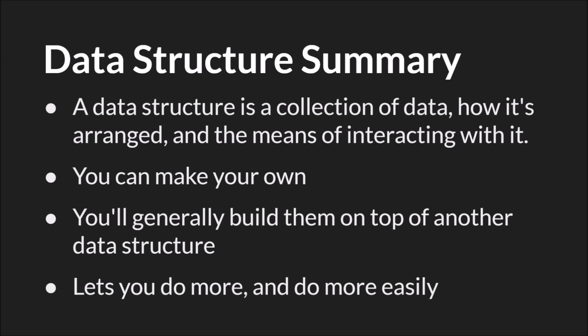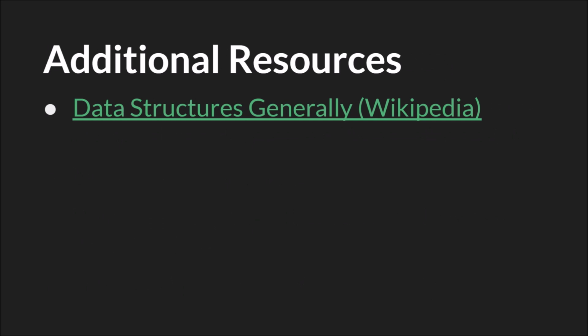So in summary, a data structure, as we have said ad nauseam, is a collection of data and how it's arranged, and most importantly, how you interact with it. And you can make your own, which you will generally build on top of another data structure, such as a list in this case. And this lets you do more and do it more easily. The links in this slide will be below. There's not very many links in this one, but it's probably worth going to Wikipedia and looking at some of the real data structures that do exist, understanding how they work, and maybe even thinking about how would you build this yourself in GameMaker Studio 2.